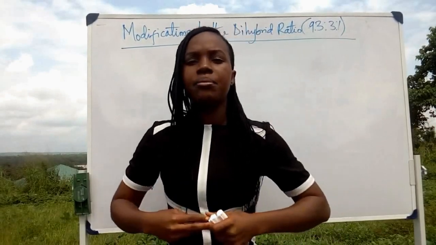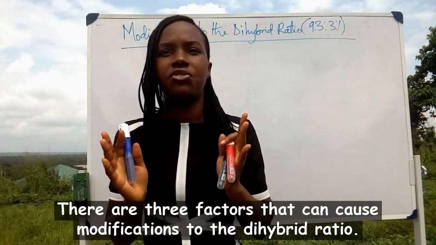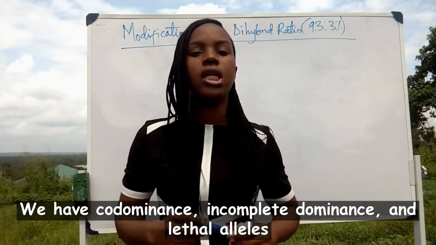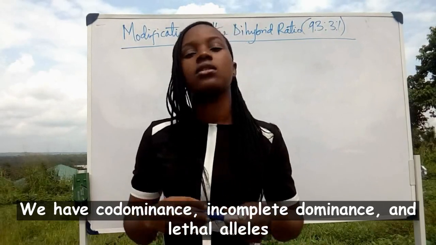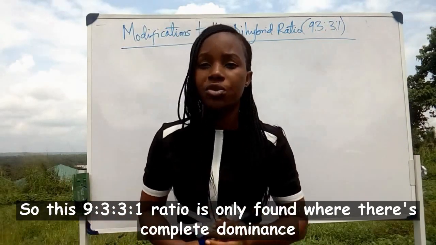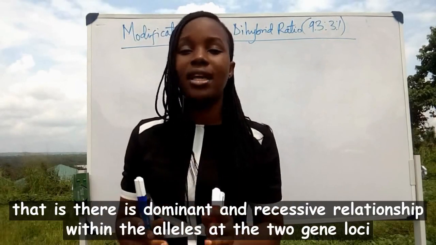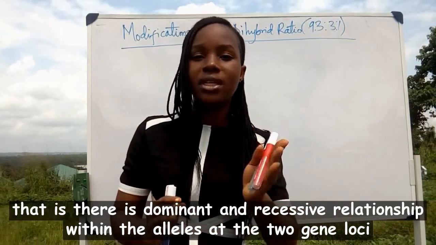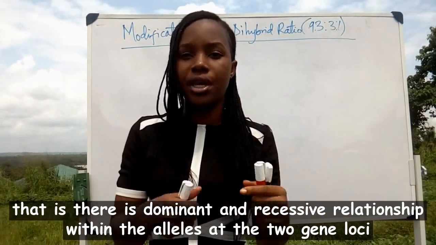Alright, there are three factors that can cause modifications to the dihybrid ratio. We have codominance, incomplete dominance, and lethal alleles. So this 9 to 3 to 3 to 1 ratio is only found where there is complete dominance. That is, there is a dominance and recessive relationship between the alleles at the two gene loci.